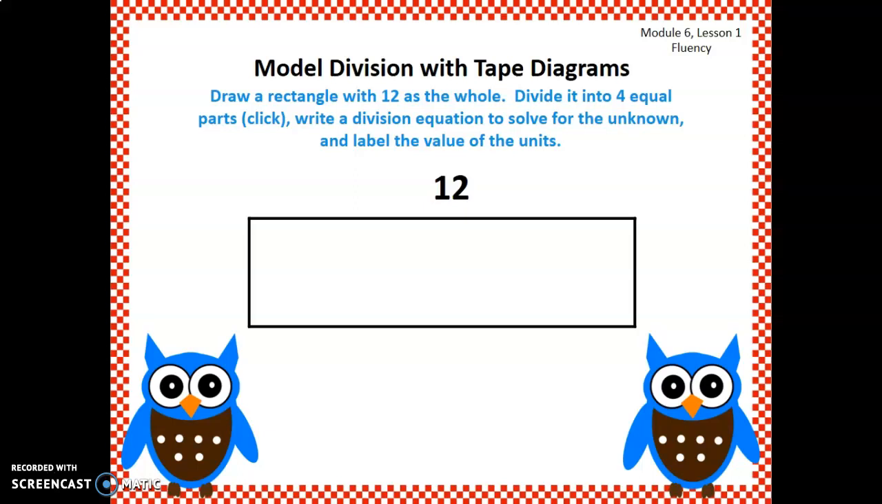Draw a rectangle with 12 as the whole. Divide it into 4 equal parts. Write a division equation to solve for the unknown and label the value of the units. So 12 divided by 4, let's see, 4, 8, 12. That's 3. So 12 divided by 4 equals 3.